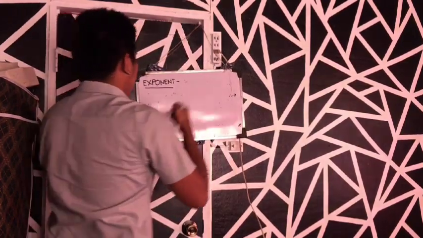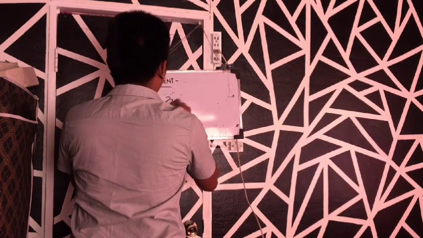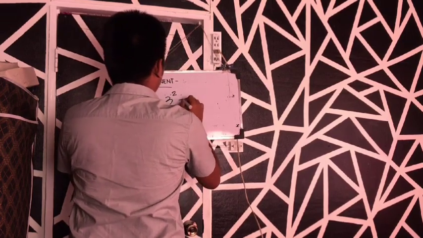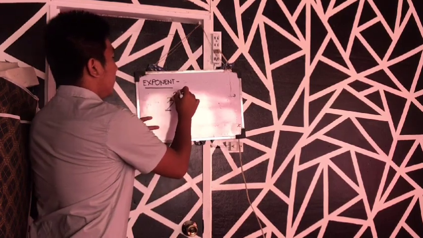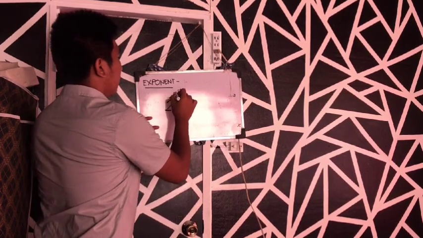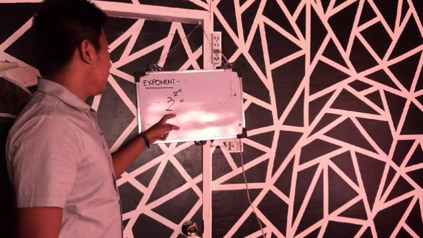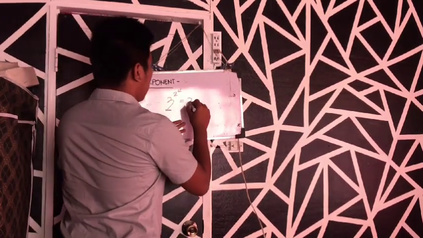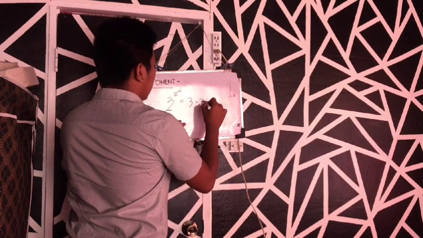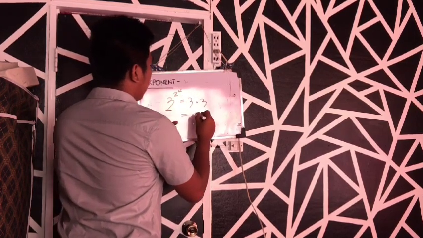So an example is 3 raised to the power of 2. It means that this is the base, the 3, and this is the exponent. So it means that the 3 should be raised to the power of 2. So 3 times 3, this would be 9.